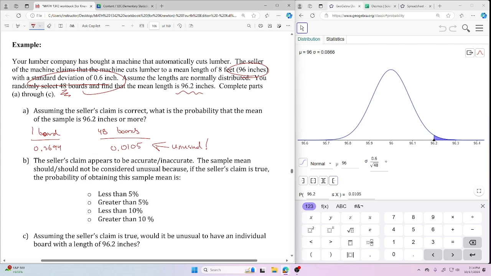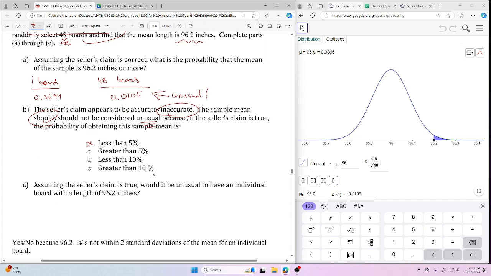If I run 48 boards through and I'm getting a 1% chance that all this is even happening, that's kind of odd. It's just strange. It's very weird that I'm not getting the right answers. So I'm going to say it's inaccurate. Something's wrong here. The mean should be unusual, because if it's true, it wouldn't be happening like this. Again, unusual means less than 5%. I'm just labeling it here.